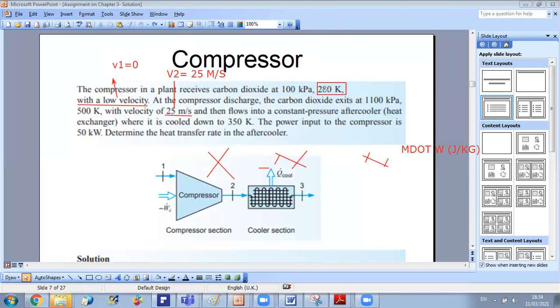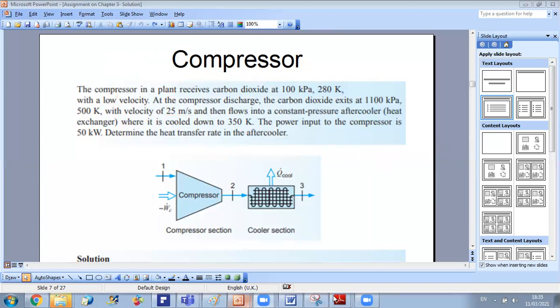So at inlet the temperature is 280. I will go to the table and find what is H at inlet. They gave us also the temperature at outlet, so I will find what is H at outlet. And then I will replace H inlet, H outlet, V inlet, V outlet in my energy equation. So first step, find H1, H2.